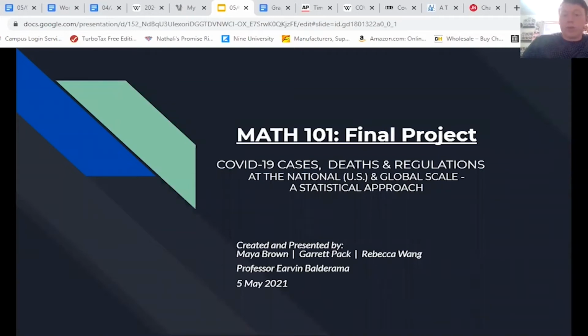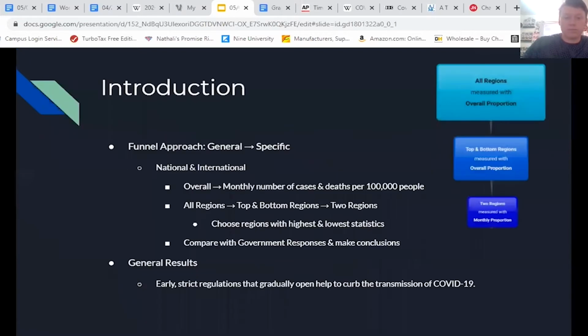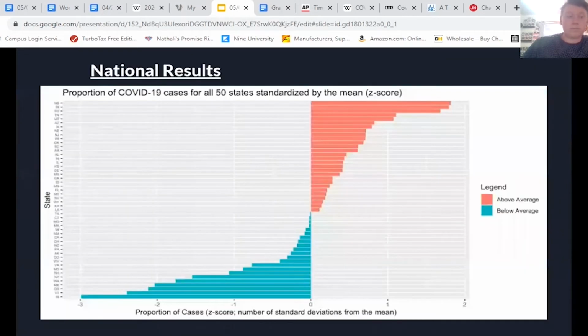Hello, welcome to our Math 101 final project presentation on COVID-19 cases, deaths, and regulations on a national and global scale. So we used a funnel approach. We went from very general to very specific. We went both national with the 50 states and international by choosing 10 overall countries. So overall, we did monthly number of cases and deaths per 100,000 people.